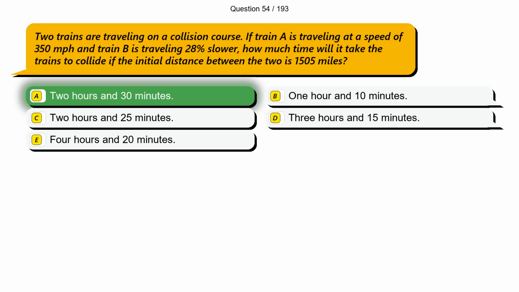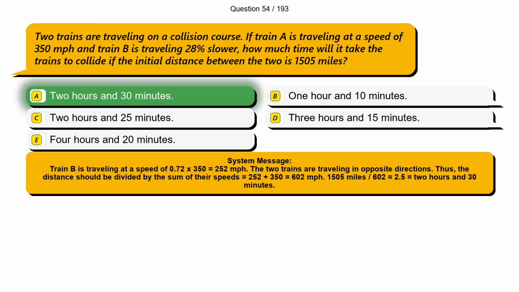The correct answer is option A, 2 hours and 30 minutes. Train B is traveling at a speed of 0.72 x 350 equals 252 miles per hour. The two trains are traveling in opposite directions. Thus, the distance should be divided by the sum of their speeds, 252 plus 350 equals 602 miles per hour. 1505 miles / 602 equals 2.5, which is 2 hours and 30 minutes.